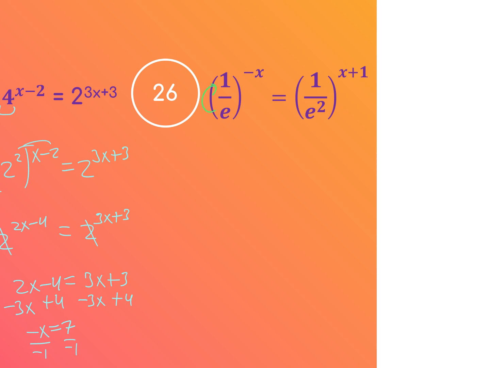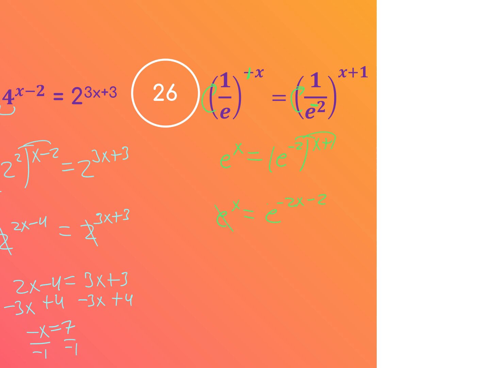So e, you can bring from the bottom to the top by changing the sign of this exponent, right? So it becomes e to the positive x is going to equal, same thing here, right? If I have e to the positive 2, I can make that a negative 2 and bring it to the top. Equals e to the negative 2 to the x plus 1. All right, and now I get e out of that denominator, and you can now distribute negative 2. All right, so we get e to the x equals e to the negative 2x minus 2.